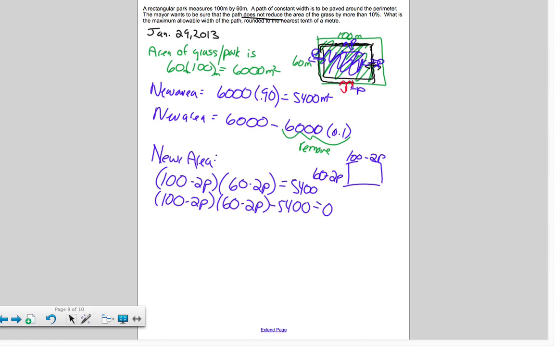Okay, so if we expand this, we get 6,000. Negative 2p times 60 is minus 120p. 100 times negative 2p is minus 200p. And then we get plus 4p squared is equal to 0. Oh, I forgot the negative 400. Minus 5,400 is equal to 0. So how can I simplify the left side?